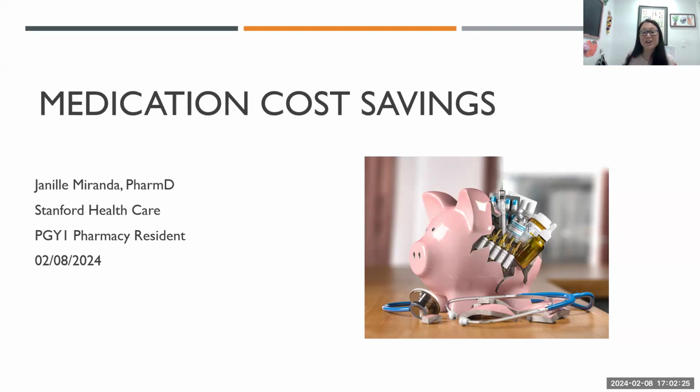Janille Miranda is a current PGY1 pharmacy resident at Stanford in the Ambulatory Care Track. She went to UCSF School of Pharmacy. She's completed her advanced practice rotations in Fresno and Visalia, California, where she worked with primary care clinics, helping manage diabetes and hypertension. So you all are in for such a treat.